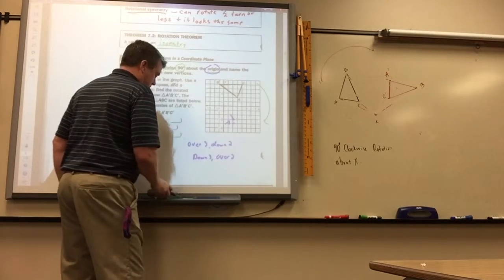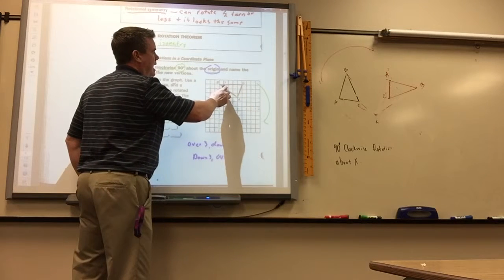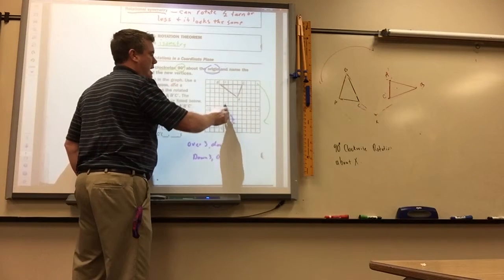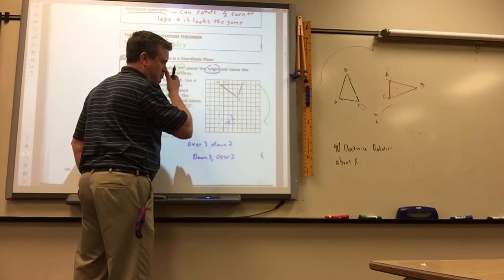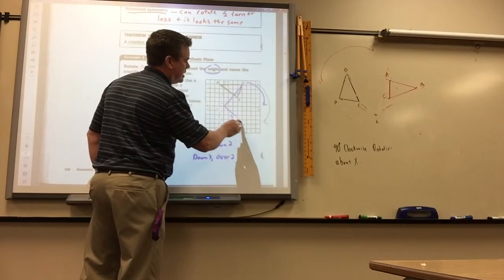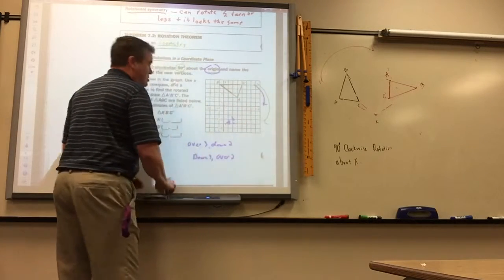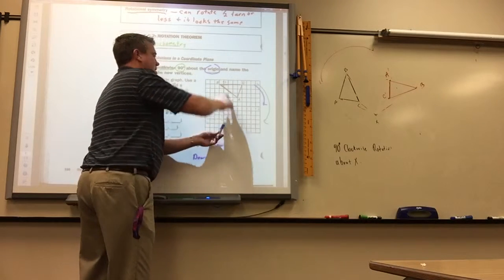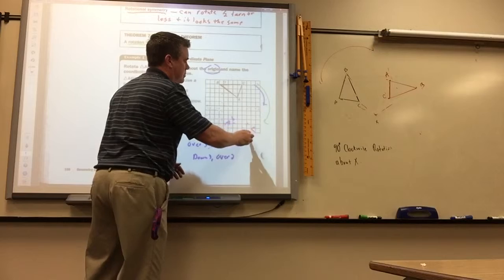Then you got to do that to all the other points too. C is over 1, 2, 3, 4, and down 1, 2, 3, 4, 5. So instead of over 4, I got to go down 4, right? And then over. So C is going to end up down here. So instead of over 4, I got to go down 4, 1, 2, 3, 4. And instead of down 5, I got to go over 5, 1, 2, 3, 4, 5. So there's C prime.